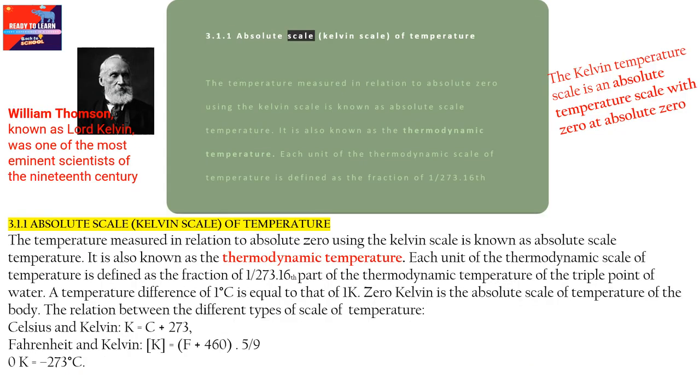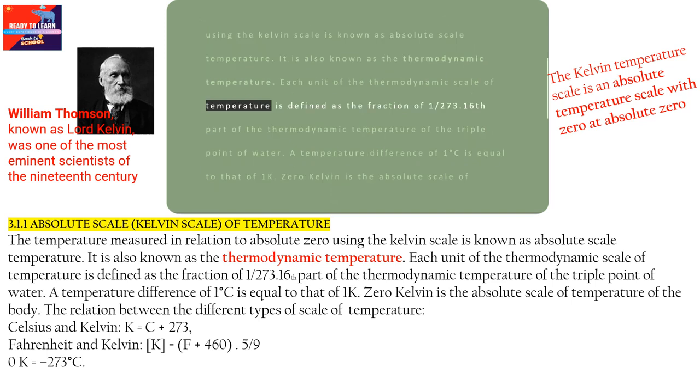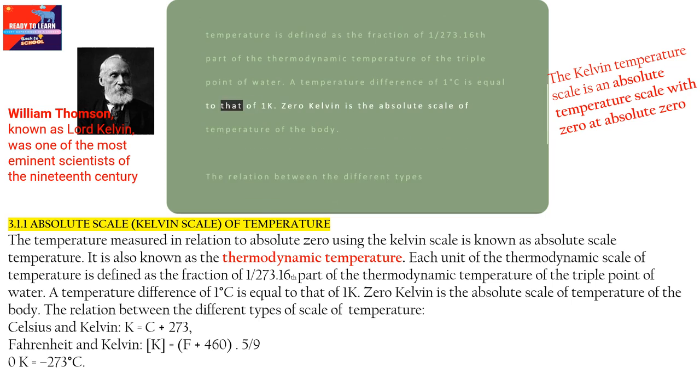3.1.1 Absolute Scale, Kelvin Scale, of Temperature. The temperature measured in relation to absolute zero, using the Kelvin scale, is known as absolute scale temperature. It is also known as the thermodynamic temperature. Each unit of the thermodynamic scale of temperature is defined as the fraction of 1/273.16th part of the thermodynamic temperature of the triple point of water. A temperature difference of 1 degree Celsius is equal to that of 1 K. 0 Kelvin is the absolute zero of temperature of the body.